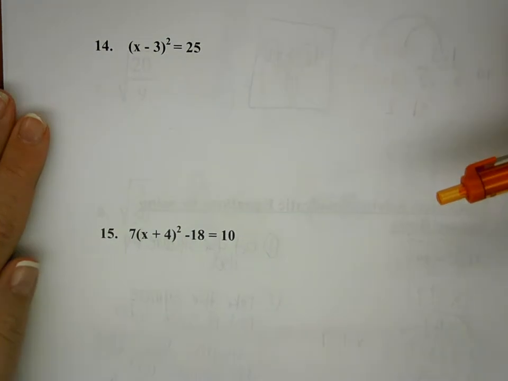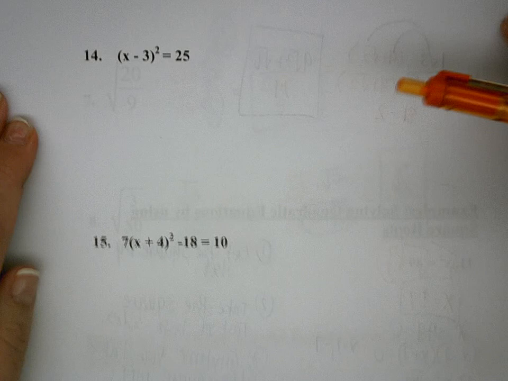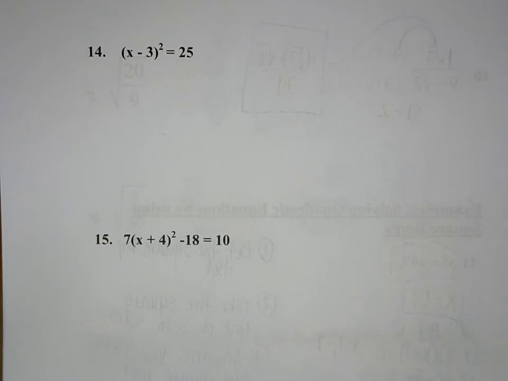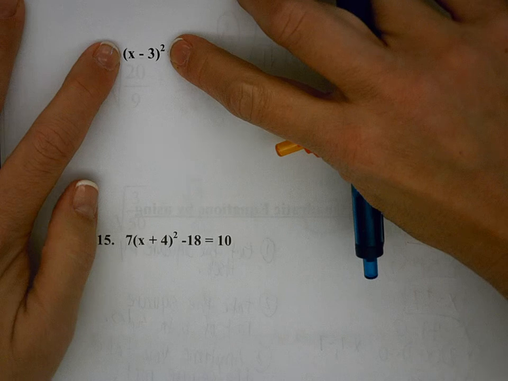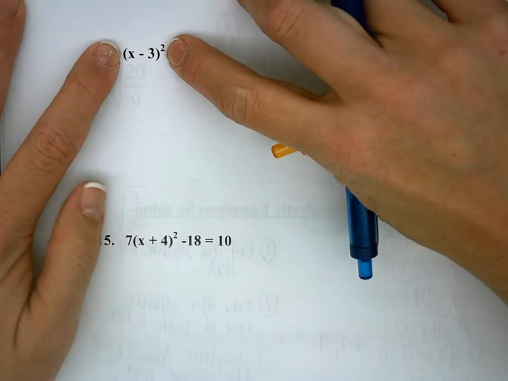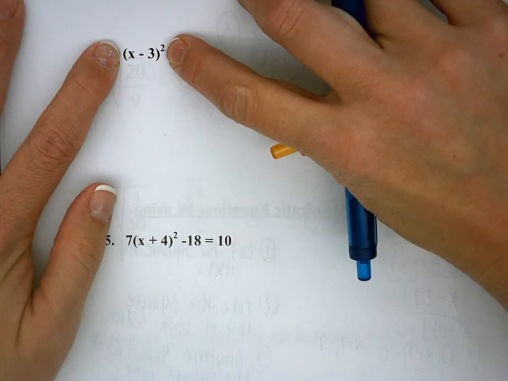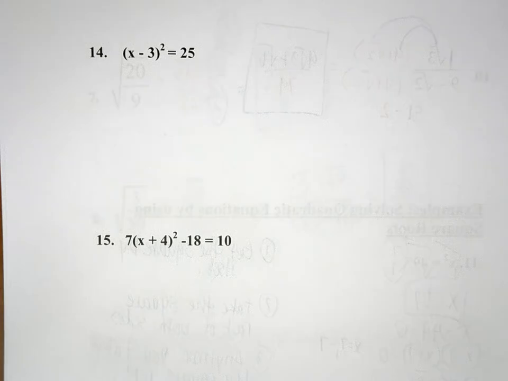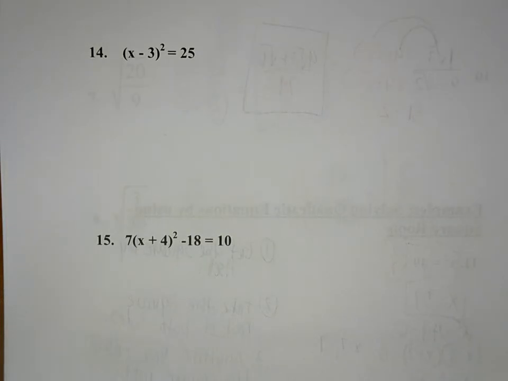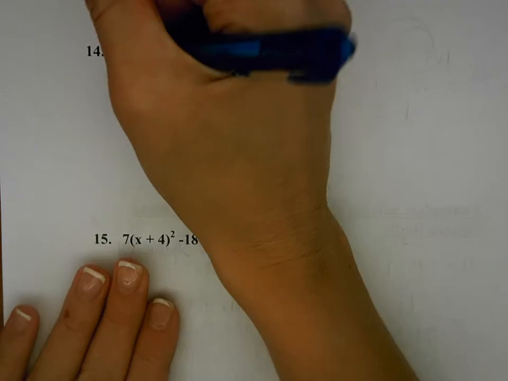14. Okay, now this one is slightly different, but is the square by itself? Yes, because if you look, there is nothing else with the square, right? It's just that the square this time is x minus 3. Okay, so what do we do once the square is by itself? What is our next step? Square root of both sides. Very good. Take the square root of both sides.